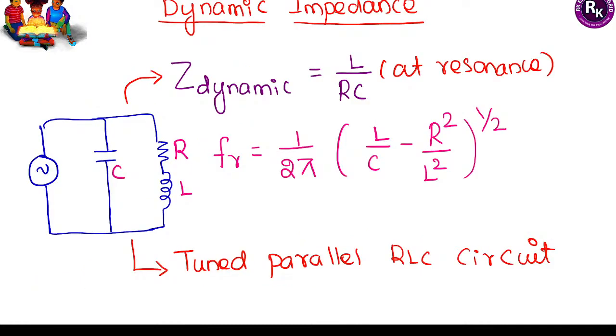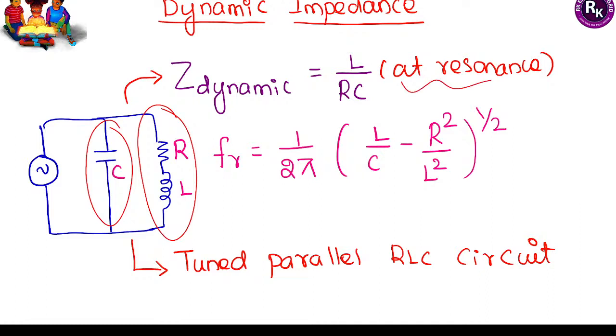Next, dynamic impedance. See, there is one more circuit. What we saw earlier is that all components are connected in series or they are connected in parallel. Now, if I consider a coil, we know the equivalent circuit of a coil, and it is connected in parallel with the capacitor. Then that is called a tank circuit. For this, if you calculate the impedance at resonance, it will become L by RC. We call it dynamic impedance because it is varying. It is dynamic in nature. It is not a fixed value.